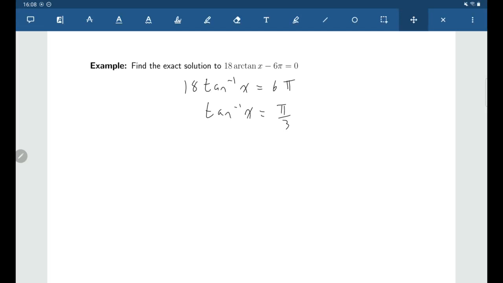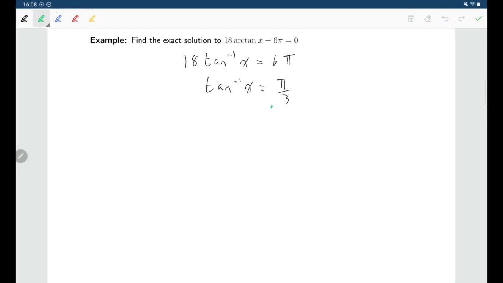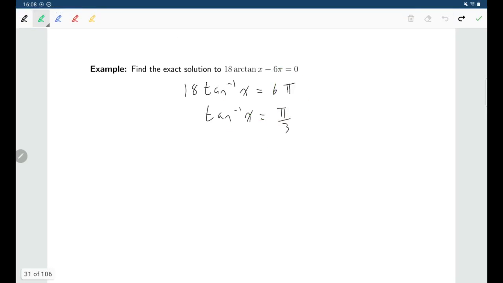Now, pi over 3, this is definitely something that is in the range of tangent inverse. So we do have a solution, and we can find our solution by rewriting the equation as a trig equation. So instead of tangent inverse of x equals pi over 3, we can say tangent of pi over 3 equals x. Again, switching inputs and outputs. That's the whole idea of how inverse functions can help us out.